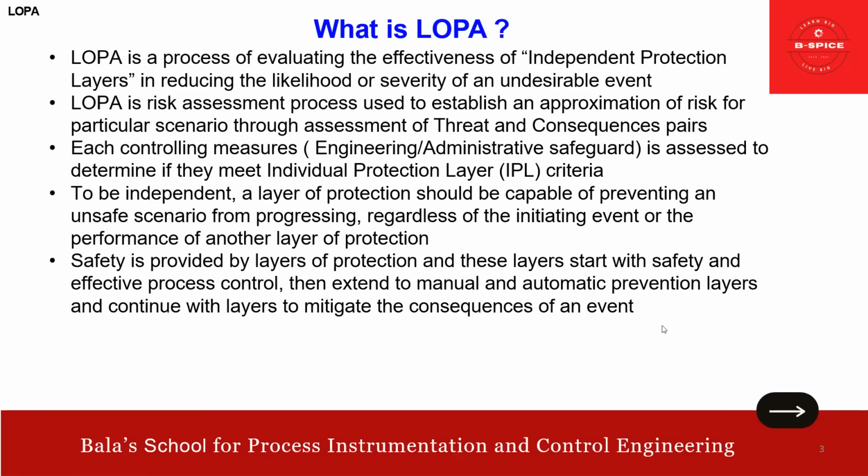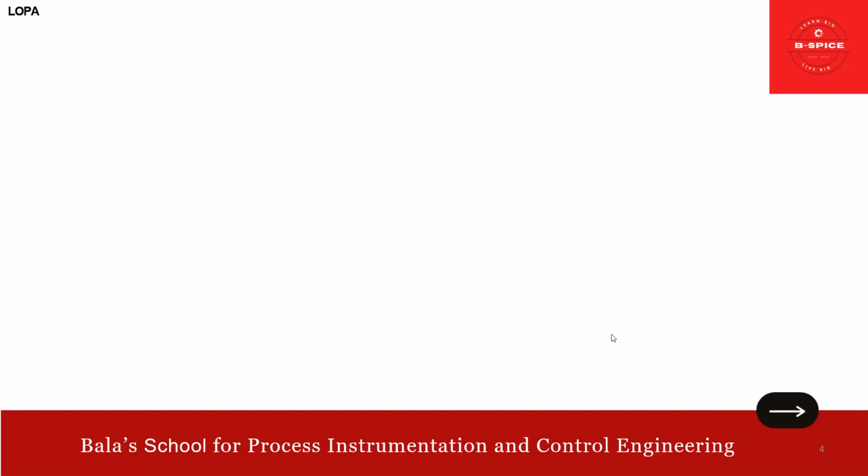Safety is provided by layers of protection. This layering starts with safety, then the process control, then extends to the manual and automatic prevention layers, and continues with layers to mitigate the consequences of an event. Don't worry, we'll be dealing with each and everything in the subsequent slides. So just get to know what is what in this slide.